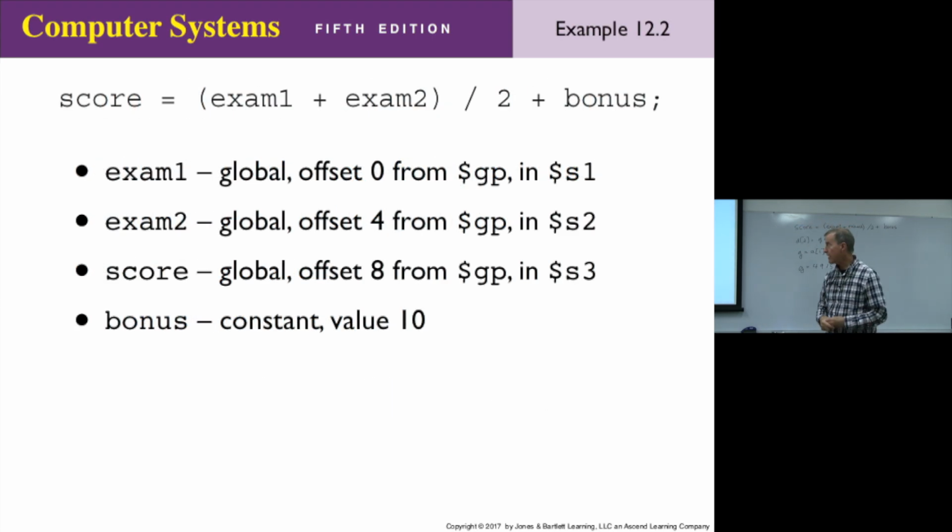And so here we have example 12.2 in the book. Let's see how to translate: score gets exam 1 plus exam 2 divided by 2 plus bonus.